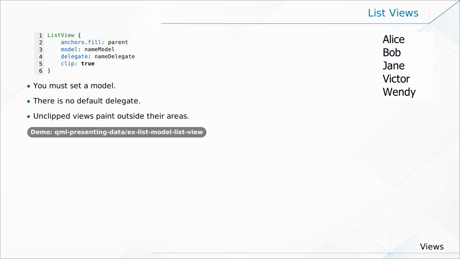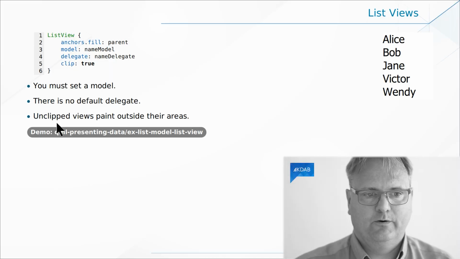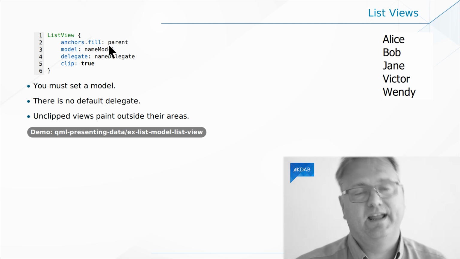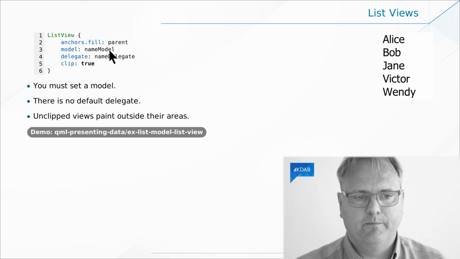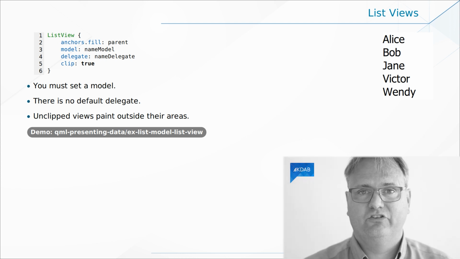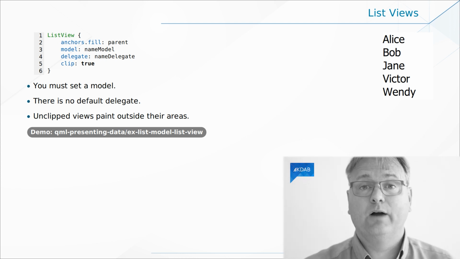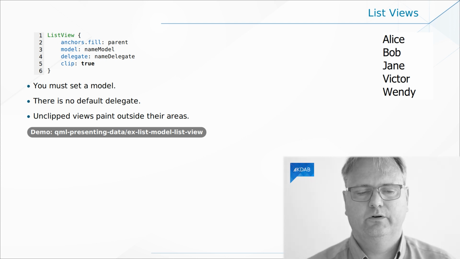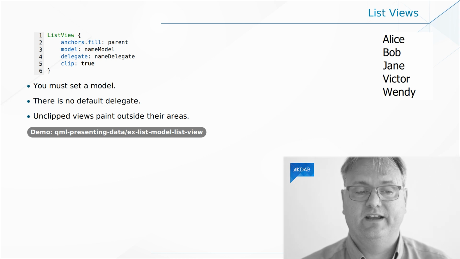Now, let's see what a ListView looks like. We have it up here. My list view, I anchor it as usual, I give it a model, I give it a delegate, and I say clip: true. The clip: true is actually needed with the list view, otherwise it will draw the items outside of the list view when you're scrolling up and down, and you do likely not want that.